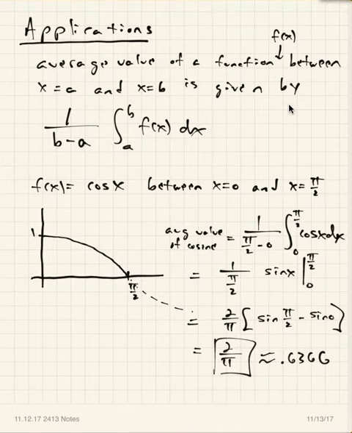One way to look at that is that the cosine actually hangs around closer to 1 than it does 0 between 0 and pi over 2. The graph's not symmetric there at all, and it stays up closer to 1 for a longer period of time than it does getting down close to the x-axis.